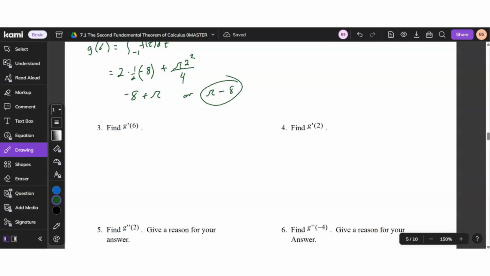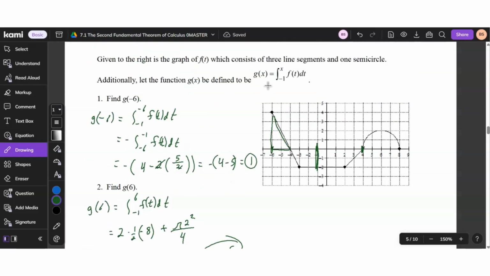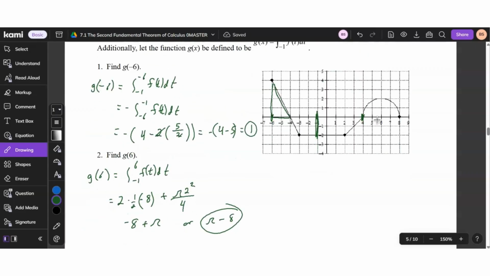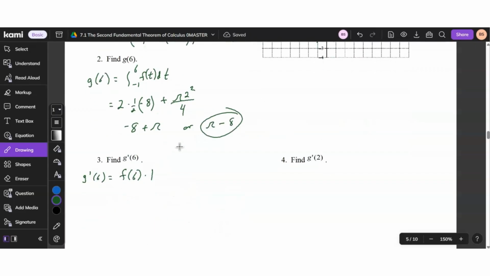Alright, so now we're going to use that second fundamental theorem again. So g prime of 6 is going to simply be f of 6 times the derivative of what's inside. And up here, since it's just x, it's just going to be times 1. So it basically doesn't even matter. So now I just need to go find f of 6. At 6, it's 2. And so my answer is just 2. Okay, don't overcomplicate it, guys.